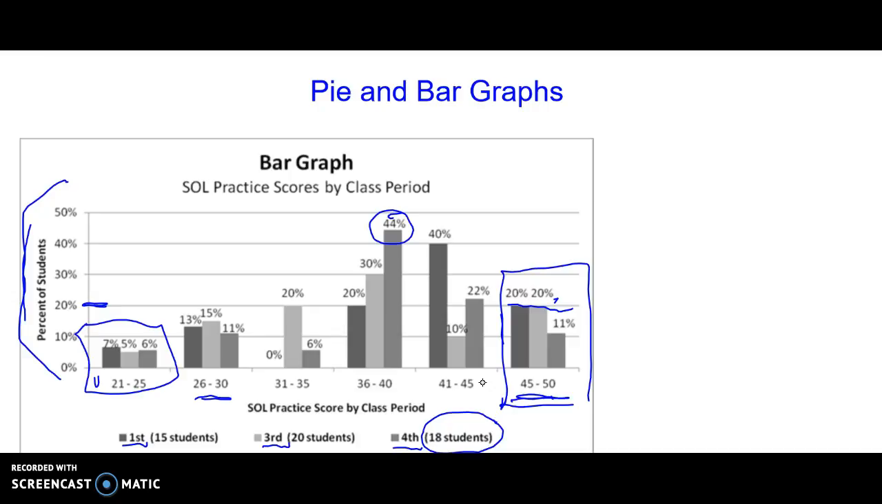This kind of data here is good for comparing different groups. So if I want to know, for example, how students are performing in one class versus another, and then decide, well, what kind of assignment will those students need based on their performance.